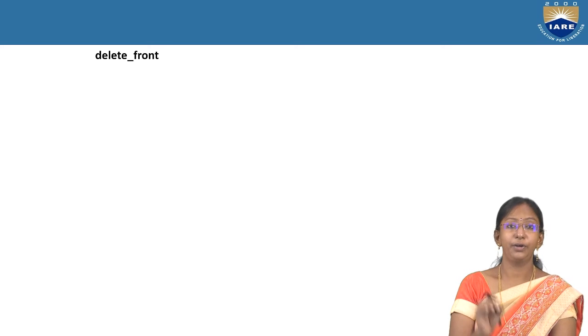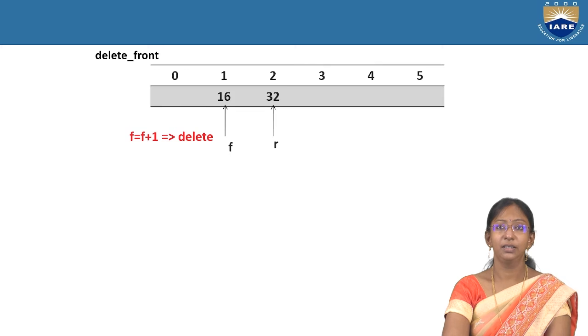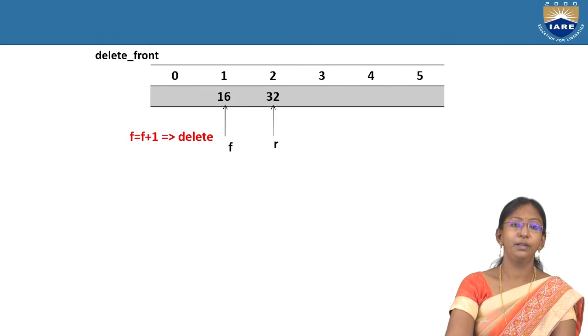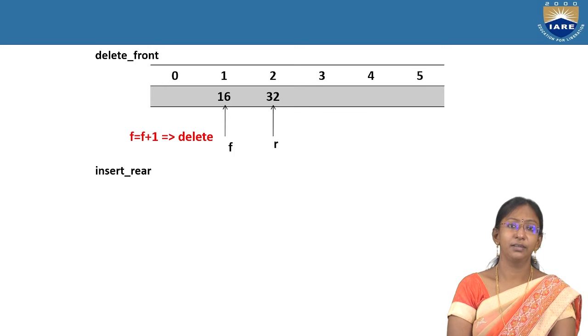Now again deleting an element at the front. Actually my front is pointing to index value 0. Simply increment it, delete it. What if I insert an element at the rear end? Random options I have taken myself.